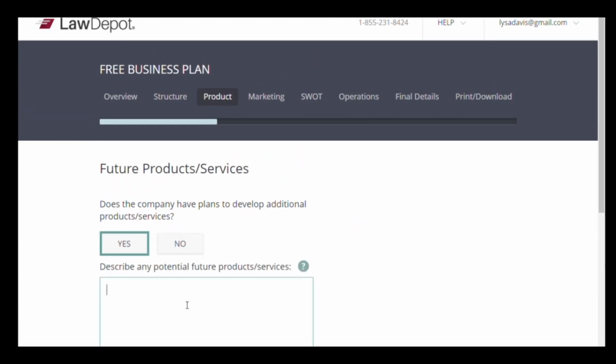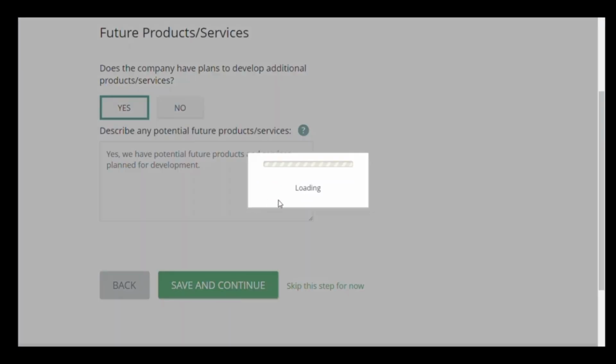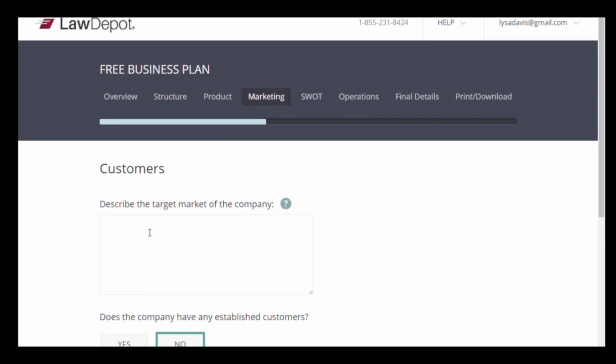Yes, we have potential future products and services planned for development. Yes. Or you can say no if you don't. Describe the target market of the company.